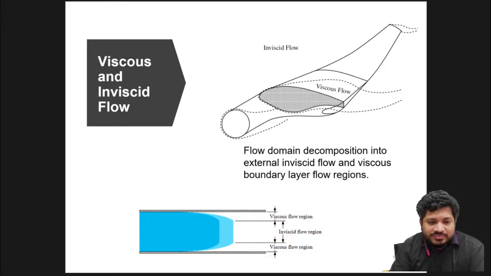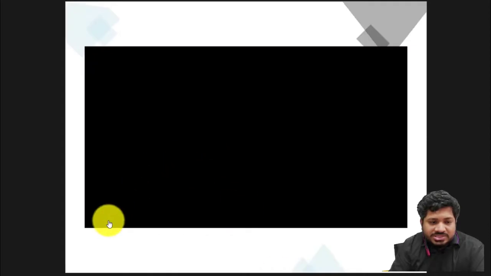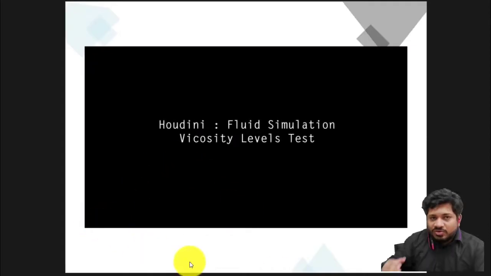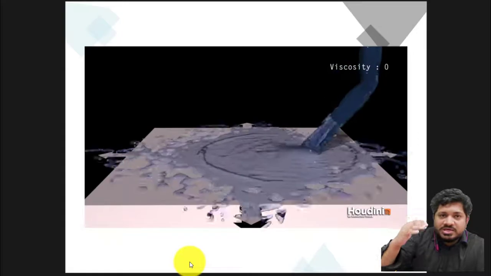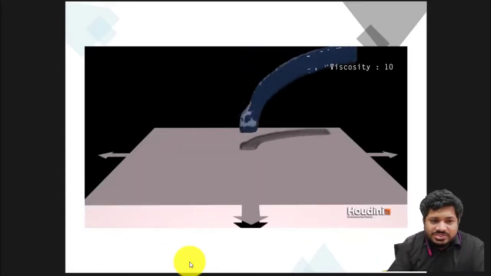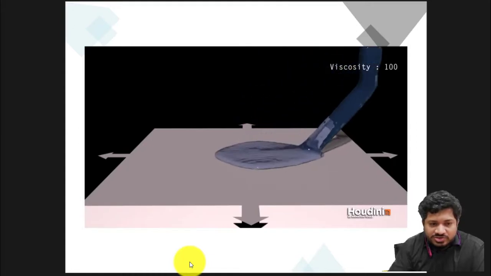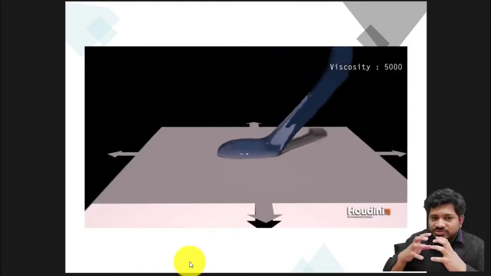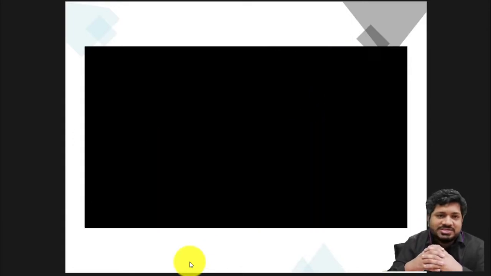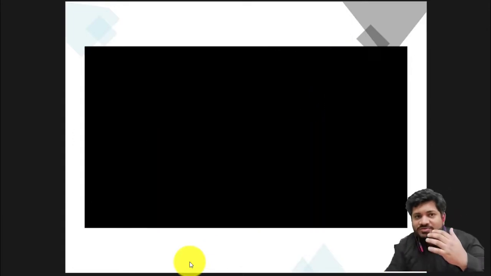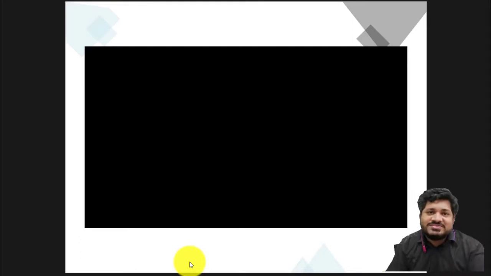Let's take a look at a video, and you can see the effect of viscosity, how the fluid behaves as the viscosity increases. This is a fluid being splashed on a surface. Now the viscosity is increasing and you can see the restriction in the fluid, how the fluid wants to attach to itself, and due to the viscosity it does not move as freely because of the frictional effects.